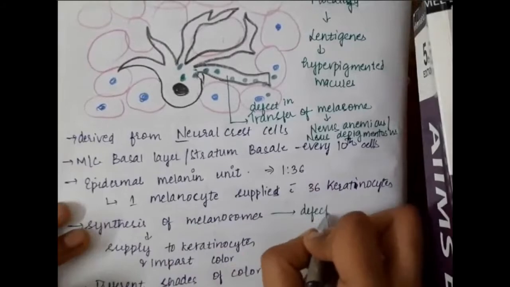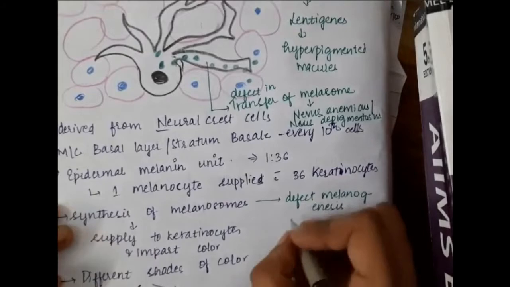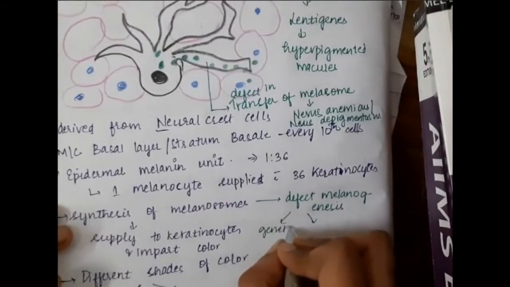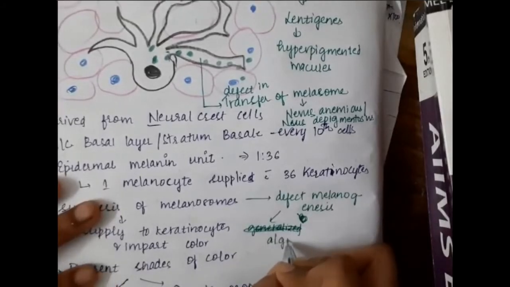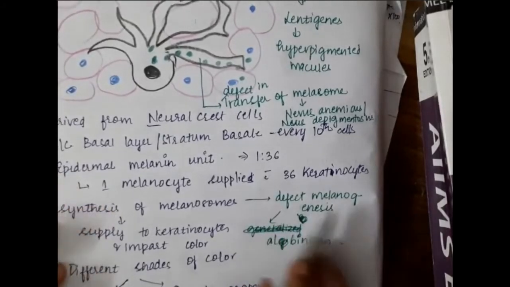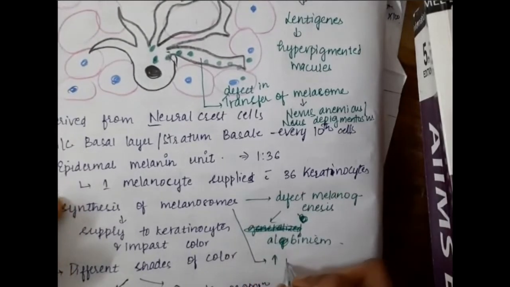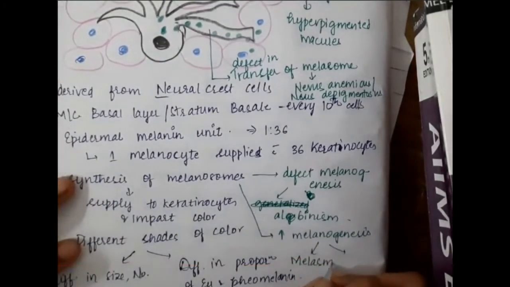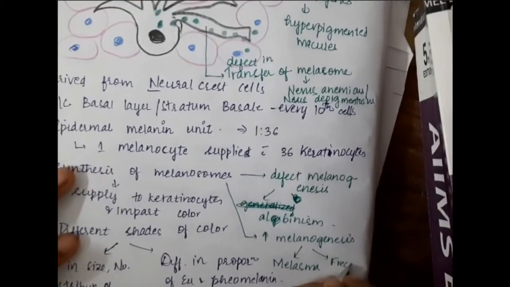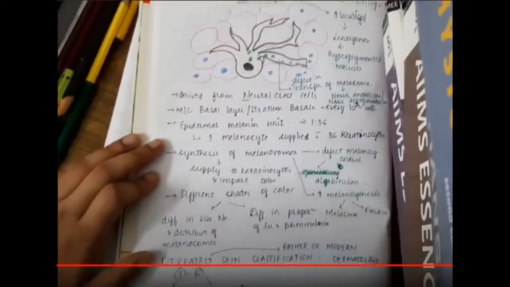Then if there is a complete defect in melanogenesis, this will cause albinism. Okay, that is wrong, it is only albinism. If there is a defect in melanogenesis, it causes albinism, that is, no skin color is imparted. If there is increased melanogenesis, it will result in melasma or freckles. So these are the important things.